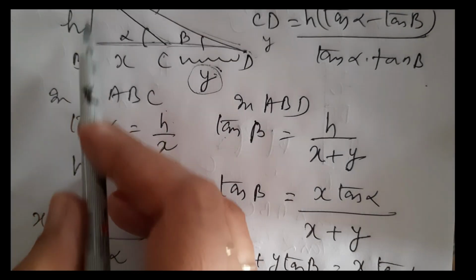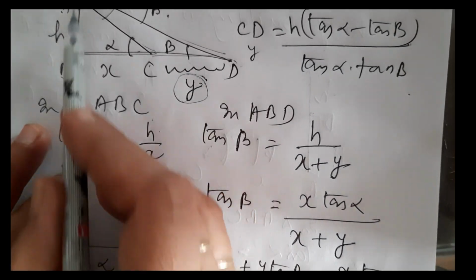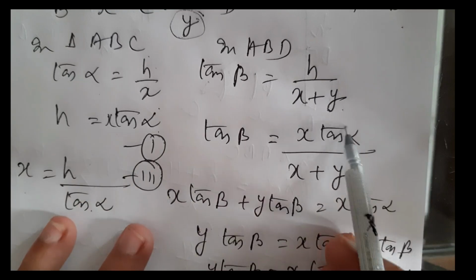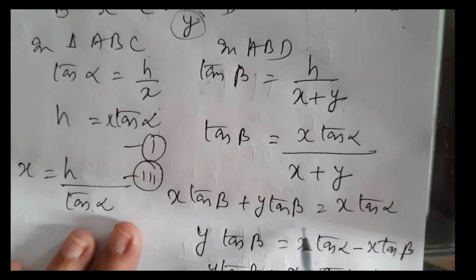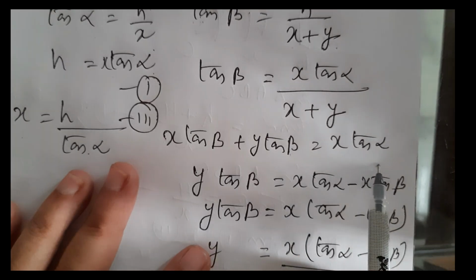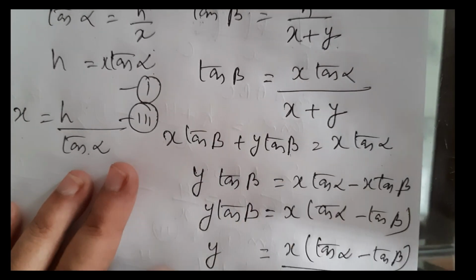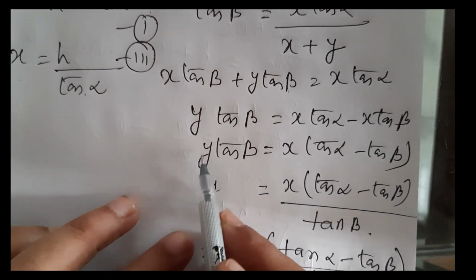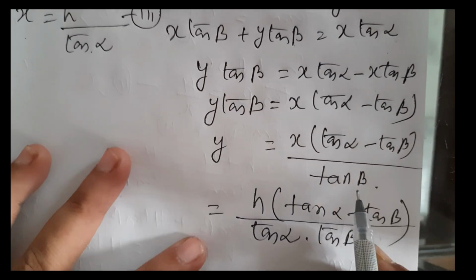Now start with the bigger triangle, triangle ABD, where tan beta is h upon x plus y. Again cross multiplying, x tan beta plus y tan beta is equal to x tan alpha. Now shifted this x part towards the right, then x is taken common from both of them. Then we got the value of y as x (tan alpha minus tan beta) upon tan beta.